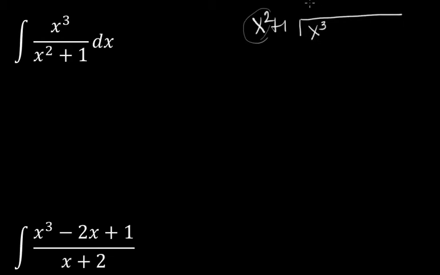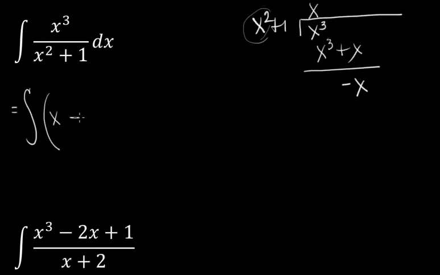So x squared goes into x cubed x, and multiplying x times x squared plus 1, I have x cubed plus x. Now I'm going to subtract. So x cubed minus x cubed is 0, and I just have minus x. Now, the degree of this remainder is less than 2, the degree of the divisor, so we're done. And I can write this integral as the integral of the quotient x plus, well, it'll be minus because it's minus x over x squared plus 1 dx.